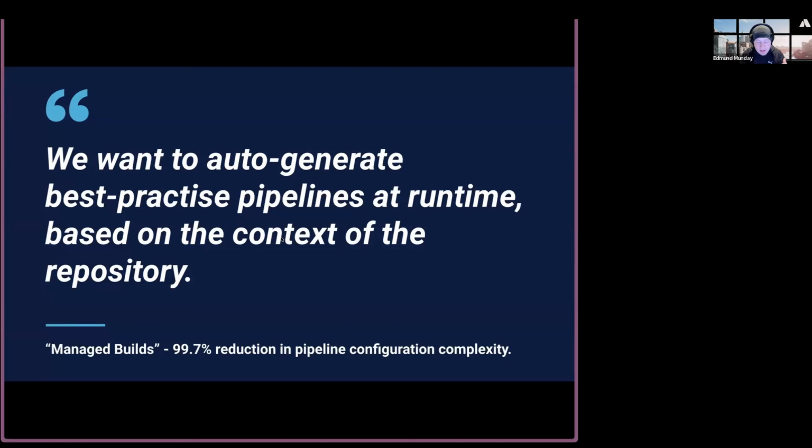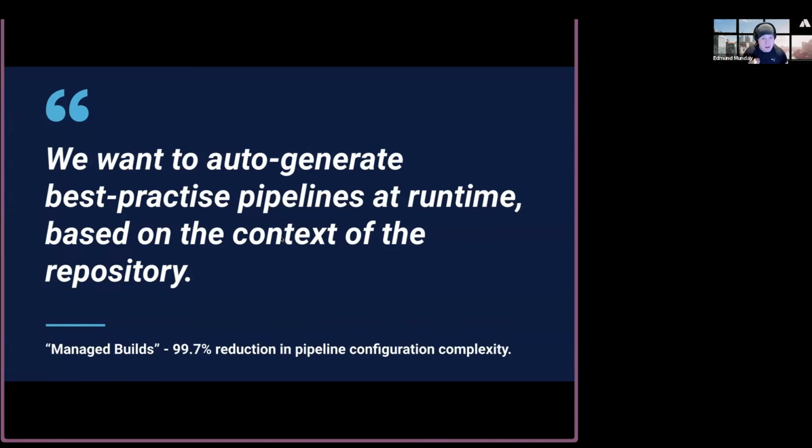So, for example, saying: I've got a Java app, it's using a certain version of Spring Boot, I'm using this test runner, automatically generate me the correct pipeline configuration for this use case. And I want it to be, A, best practice, and B, always up to date. So if that best practice changes, I don't want to have to go and change my pipeline file.